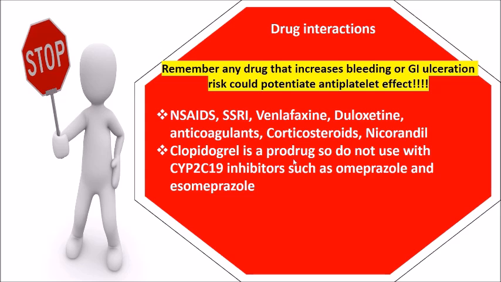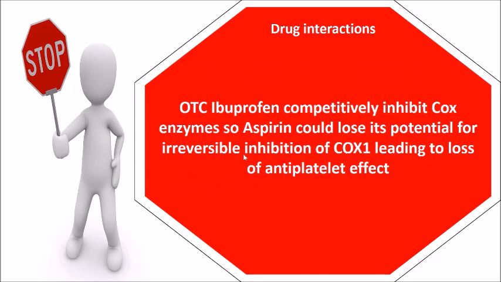Also, remember, clopidogrel is a prodrug, so it needs hepatic activation. It's activated by the CYP450 enzyme. So some drugs like omeprazole or esomeprazole or fluoxetine block this enzyme. So clopidogrel might not be converted to the active metabolite that blocks the ADP receptor. So you might lose the antiplatelet effect. So you need to avoid using clopidogrel with omeprazole and esomeprazole. So you might use aspirin, ticagrelor, or other antiplatelets.